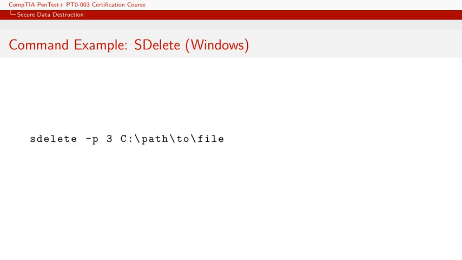This is to ensure that the data is thoroughly wiped and cannot be retrieved by any data recovery methods. The path to file part indicates the file path for the target file you wish to securely delete. Using tools like SDelete helps in maintaining data confidentiality by ensuring that sensitive information is properly erased, thereby preventing unauthorized access or data breaches. It's an essential practice for compliance with data protection regulations and safeguarding organizational data integrity.